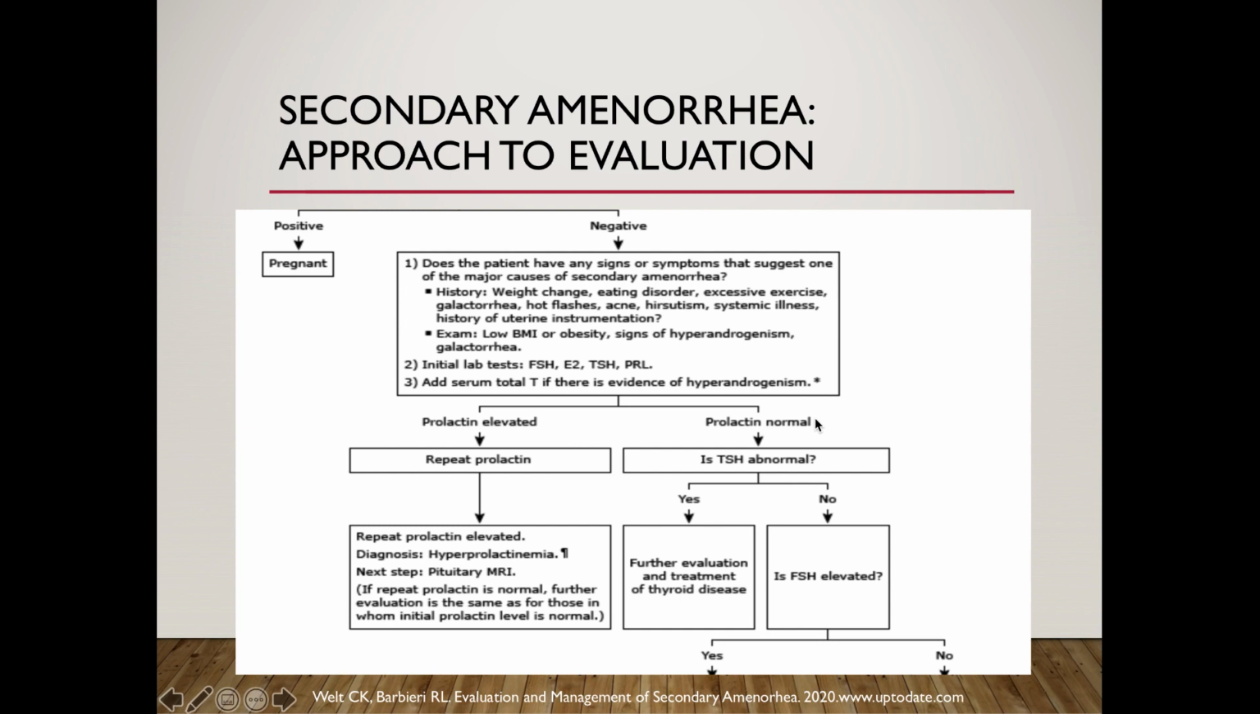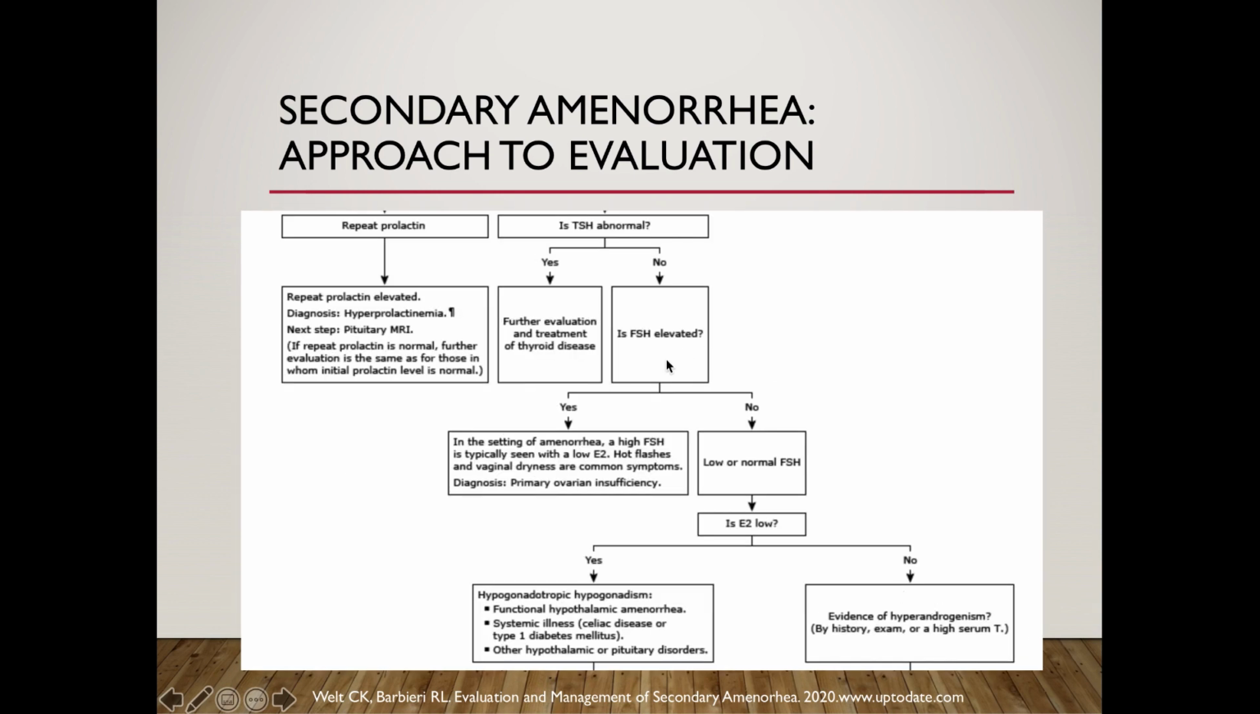So if the prolactin levels are normal, check for the TSH. Now, if the TSH is abnormal, then further evaluate for thyroid dysfunction and treat the thyroid disease. If the TSH levels are normal, then check for the FSH. Is the FSH elevated? If yes, then in the setting of amenorrhea, a high FSH is typically seen with a low estradiol. Hot flashes and vaginal dryness are common symptoms, so we diagnose these patients to have primary ovarian insufficiency.